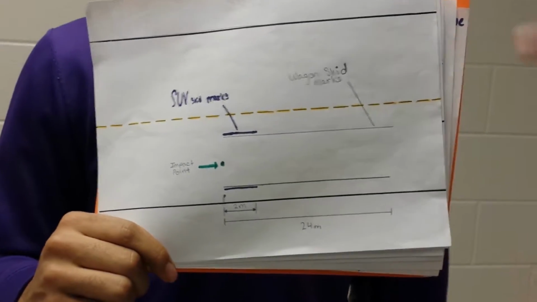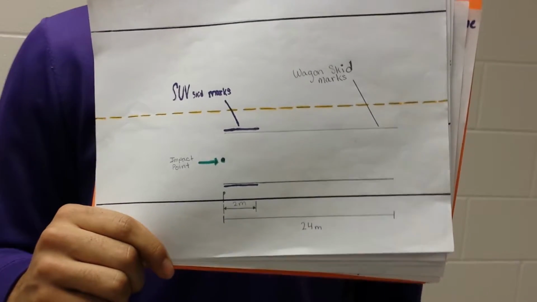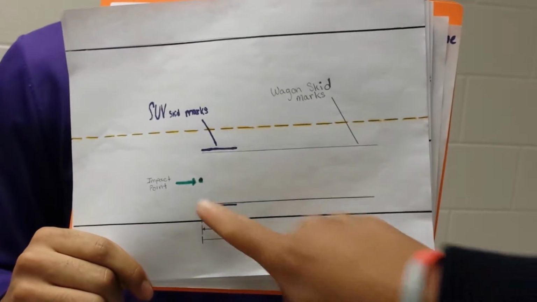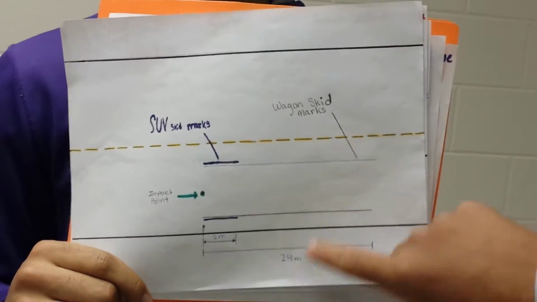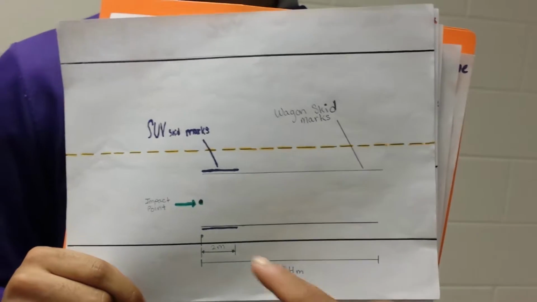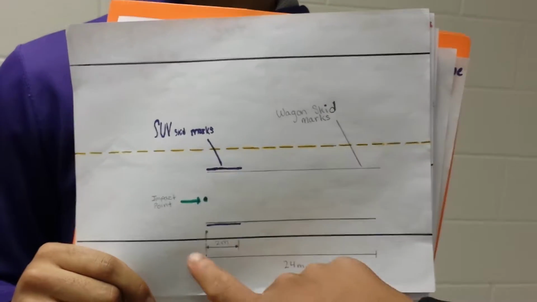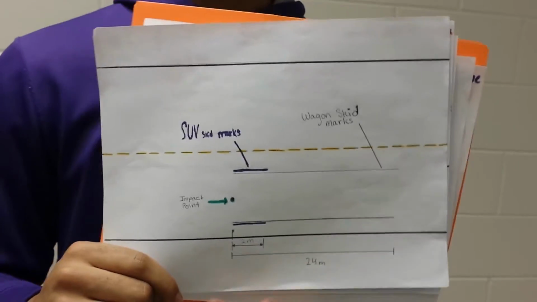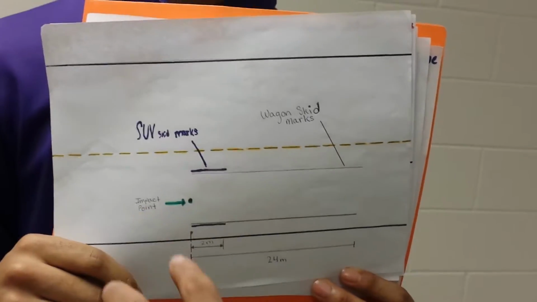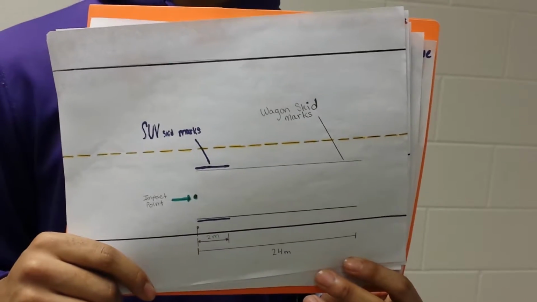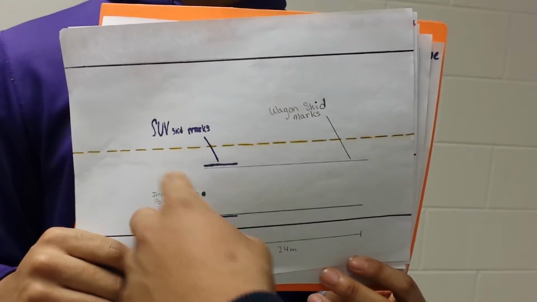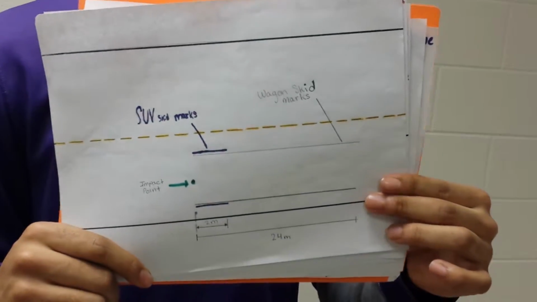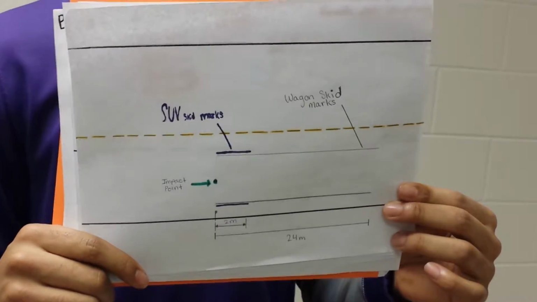Right here, this is the sketch of the scene of the traffic incident, and these are the SUV skid marks. This is where the collision actually happened, and then this is the wagon skid marks. The SUV skid marks only went 2 meters, while the wagon skid marks went 24 meters. The reason for that is that the SUV had a greater velocity coming into the crash, and the wagon was at rest, so it had a greater distance to go, because it didn't have momentum to start with.